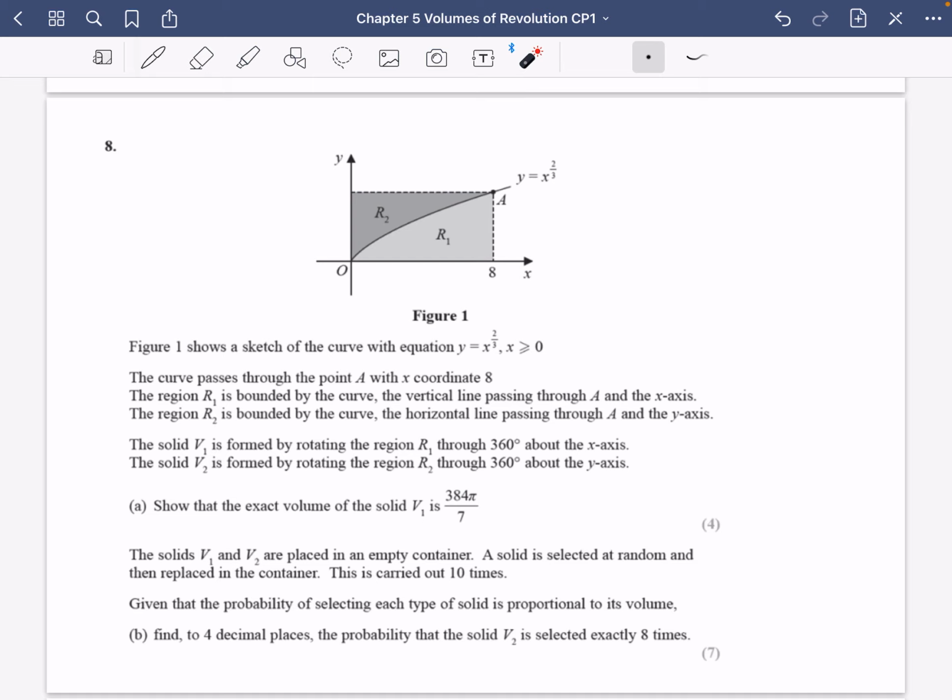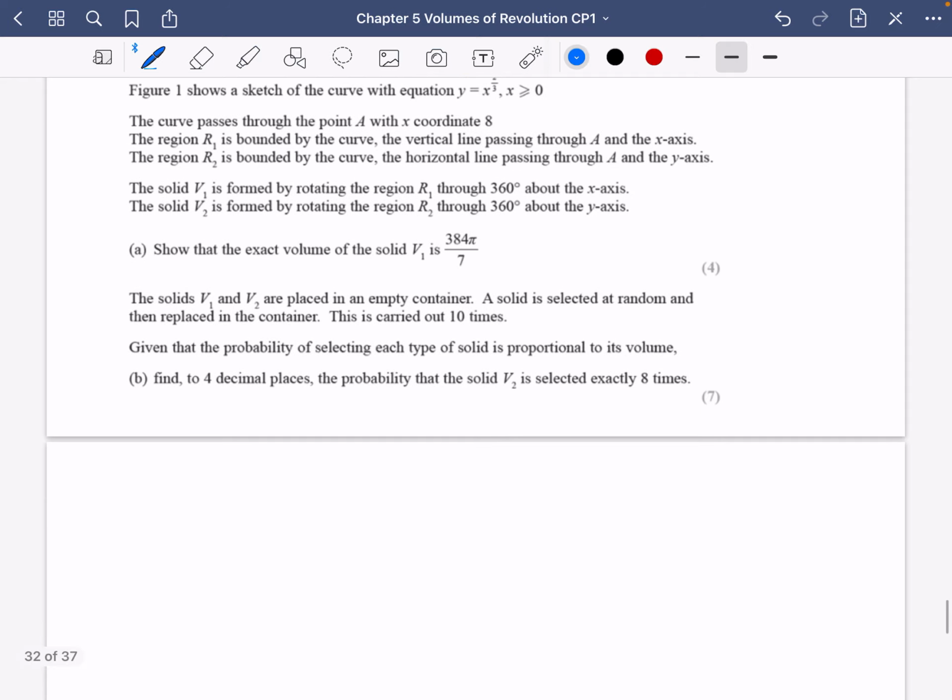It then says that the solid V1 is formed by rotating region R1 360 degrees about the x-axis. So this one here is going about the x-axis, and then it says that the second region is going to be rotated about the y-axis. And the first thing it wants us to do is show that the volume of solid V1 is 384 pi over 7. So V1 is the blue bit that we're talking about here. It's rotating about the x-axis.